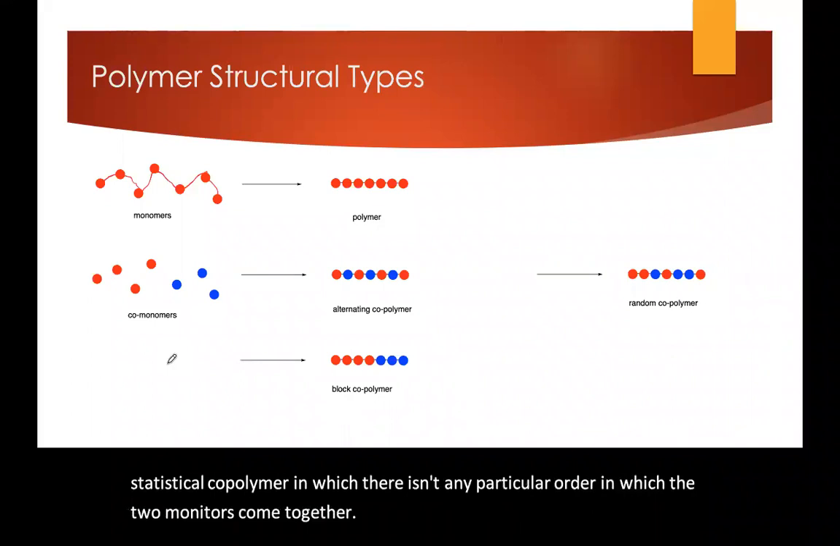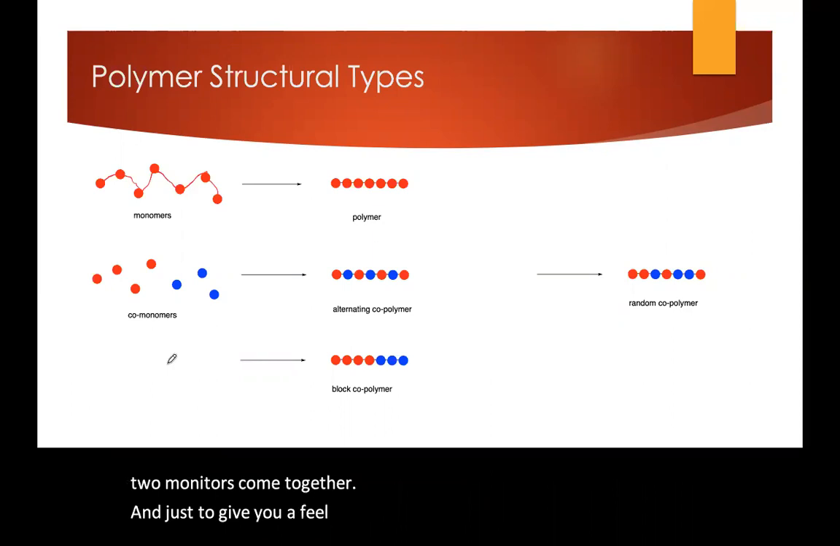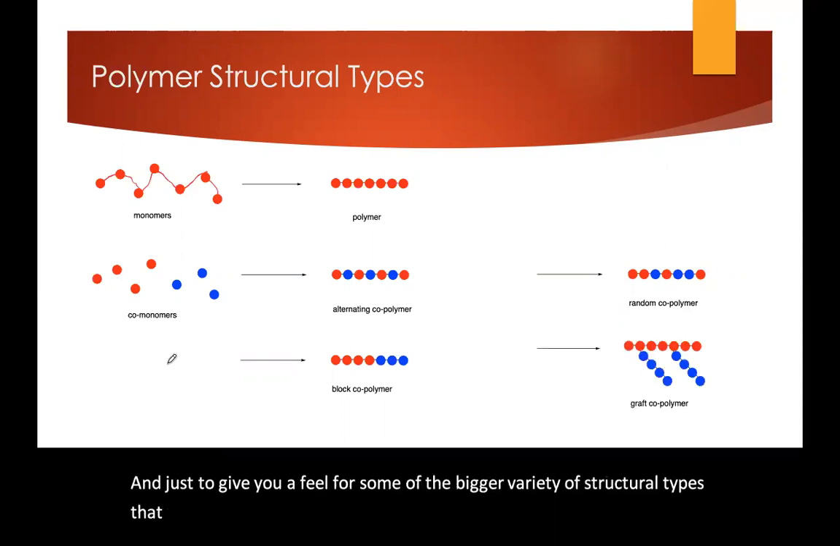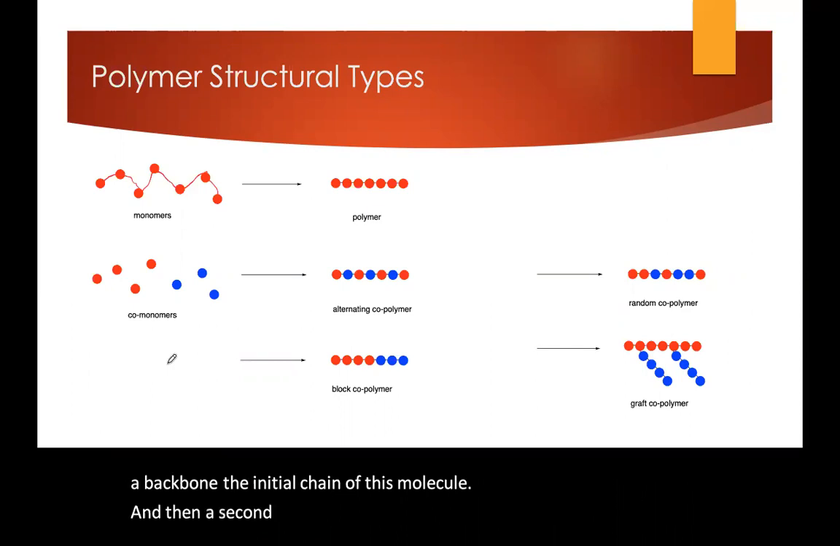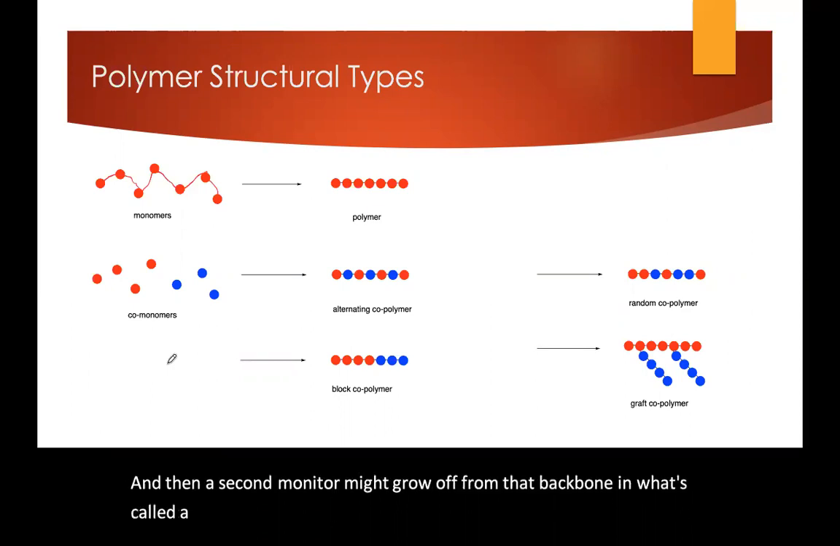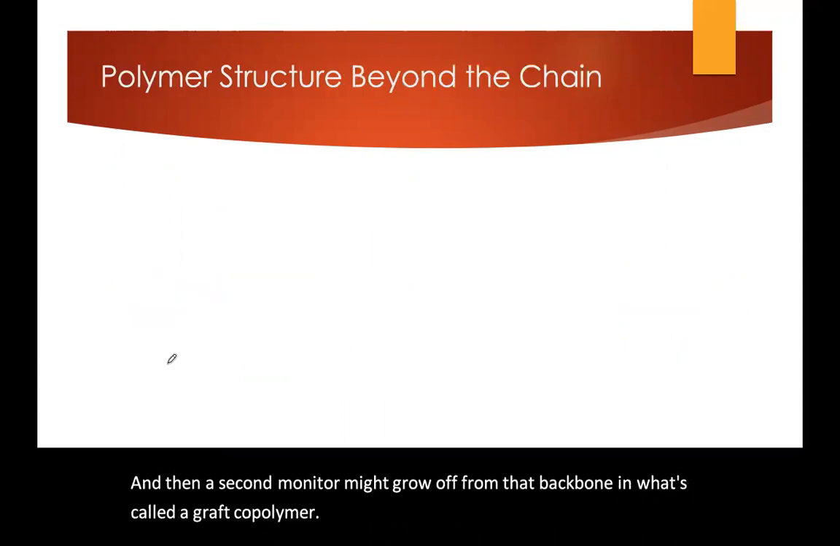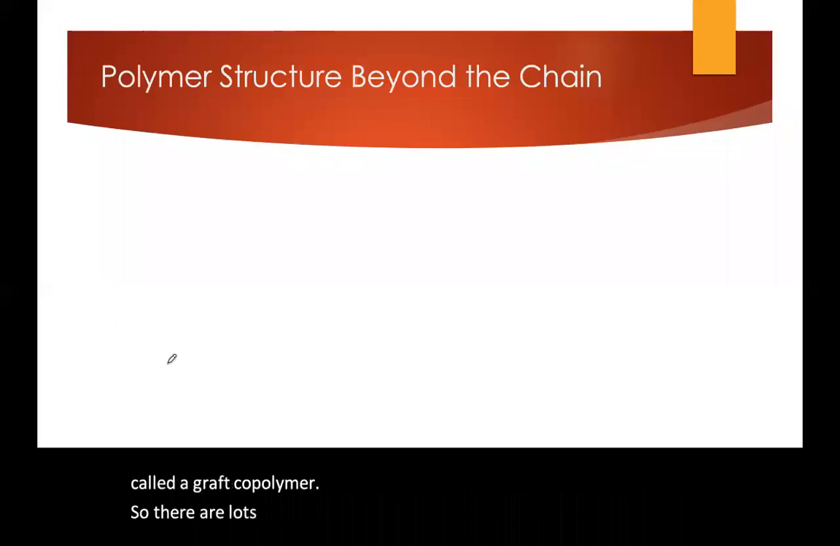And just to give you a feel for some of the bigger variety of structural types that are possible, we might have one monomer that comes together to form a backbone, the initial chain of this molecule. And then a second monomer might grow off from that backbone in what's called a graft copolymer. So there are lots of structural types that we can get with polymers, lots of different shapes.